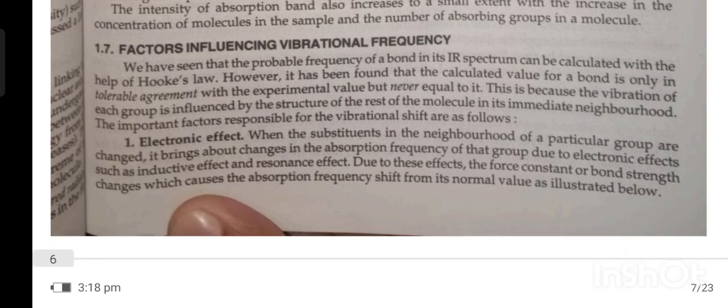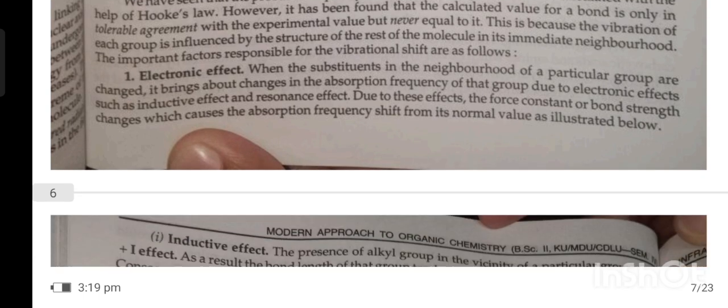First, electronic effect. When the substituents in the neighborhood of a particular group are changed, it brings about a change in the absorption frequency of that group due to electronic effects such as inductive effect and resonance effect. Due to these effects, the force constant or bond strength is changed, causing the absorption frequency to shift from the normal value, as illustrated below.